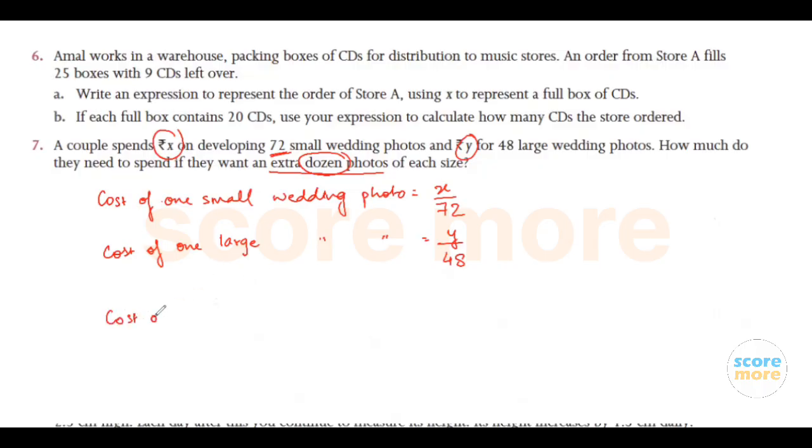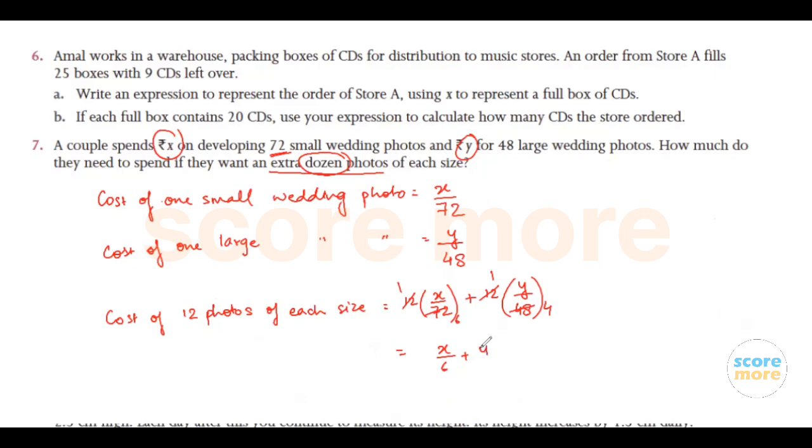So we can write down that cost of 12 photos of each size. That means we will multiply one small photo with 12 and multiply big photo, that is Y upon 48, cost of big photo, with 12, and then we need to add them because we want the combined cost of both the types of photo. Now we can do some cancellation. 12 ones are 12, 6 sixes are 72, and 12 ones are 12, 4 twelves are 48. So we are left with X upon 6 plus Y upon 4.